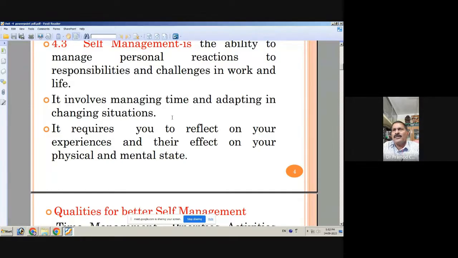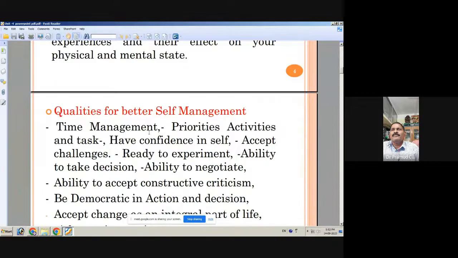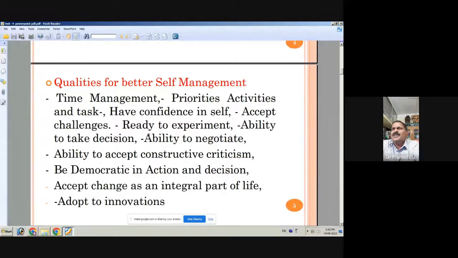Because a person is always able to adjust in a changing environment with his past experience and past knowledge, and it depends upon the problem-solving capacity of the individual. How we are reflecting on our experiences, how we are utilizing them, and getting a better impact in changing situations. So we must reflect on our experiences and their effects on the physical and mental state of mind. For self-management, time management is the best factor.